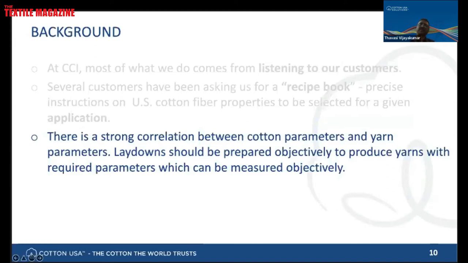If yarn parameters are measured objectively, we all know that every yarn is measured for IPI, Classimat faults, strength CV, elongation CV, neps, long thin places, long thick places. It's measured very objectively per 100 kilometer, per kilometer. So if these yarn parameters are measured objectively, then we have to prepare laydowns objectively to produce yarn consistently with the required quality. But unfortunately, there is a lot of subjectivity in laydown preparation, and it has to change to run a spinning mill efficiently.